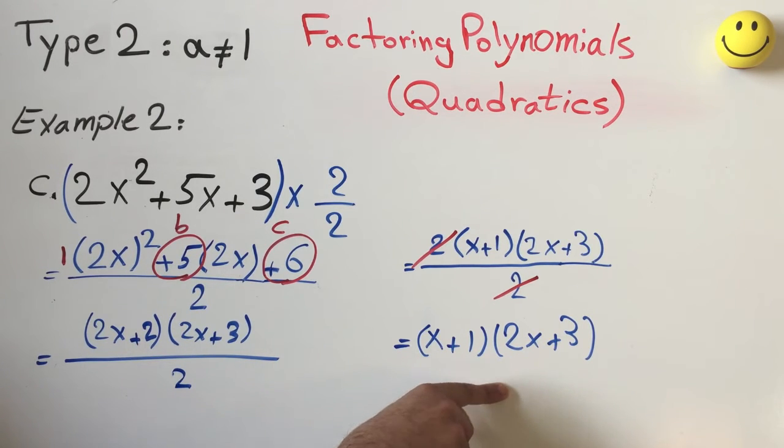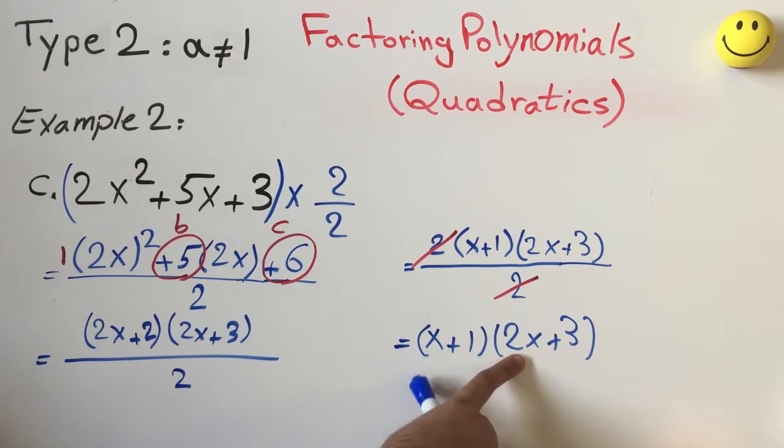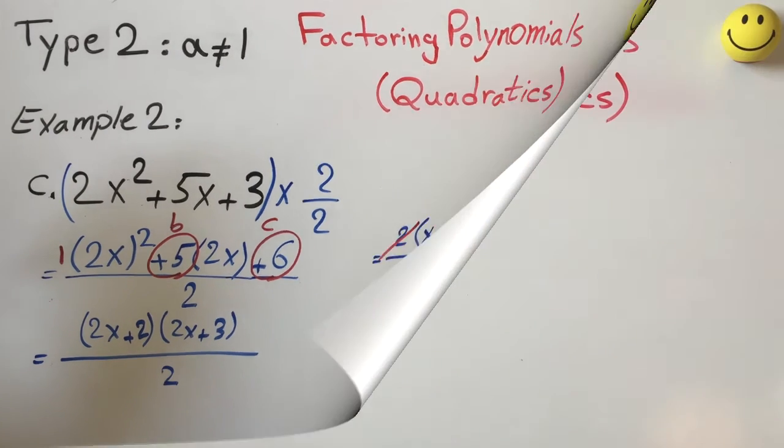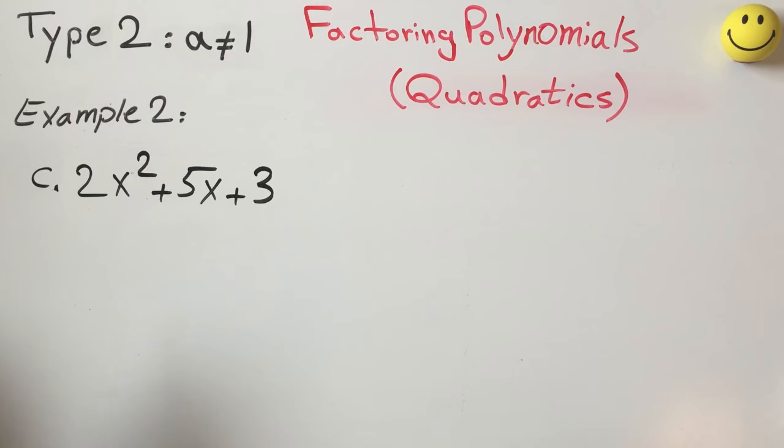If you compare with the other way that we solved it in the last section, they're the same, right? x plus 1, 2x plus 3. Again, it's up to you which way you choose to solve this, but this is another way to factor this expression. Okay, let me show you another way.